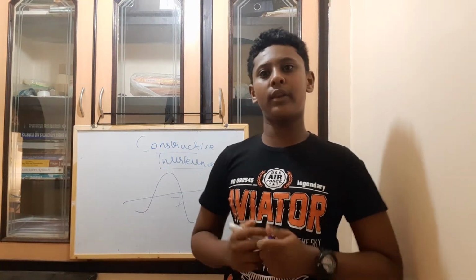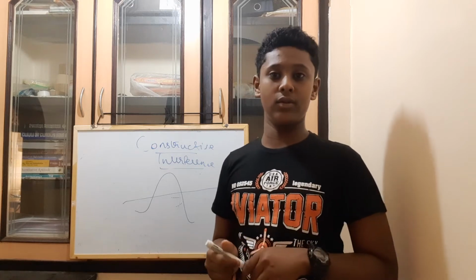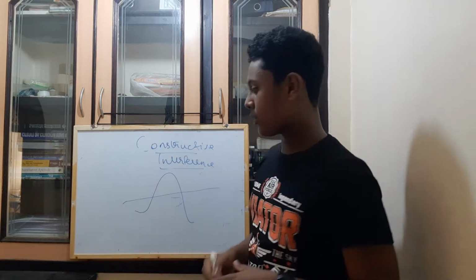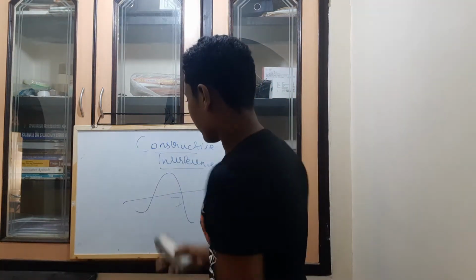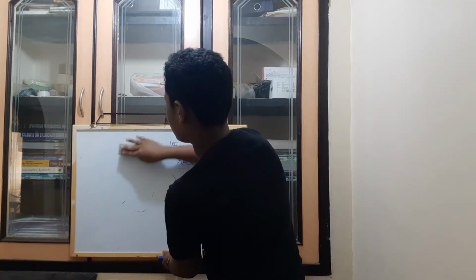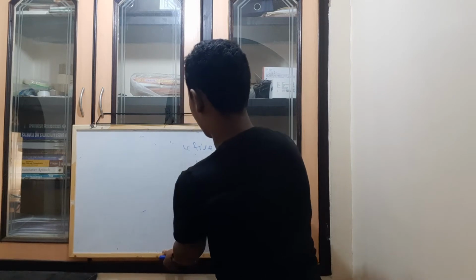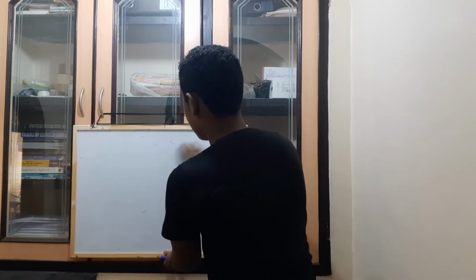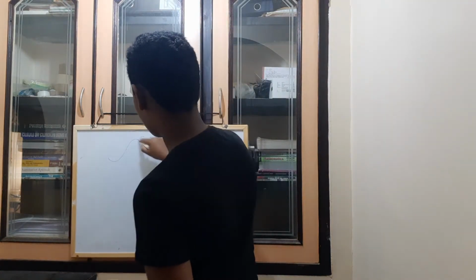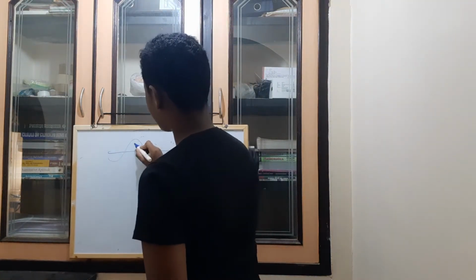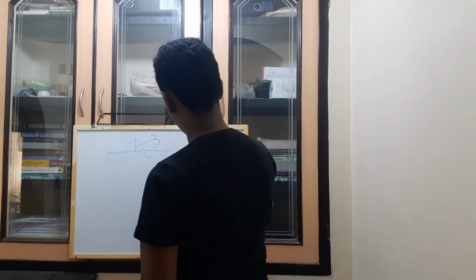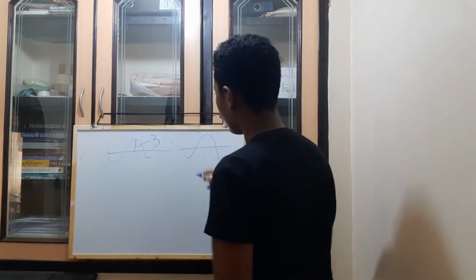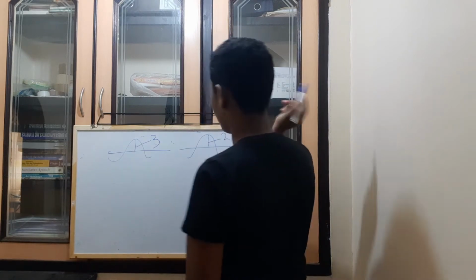Now let's try to work out constructive interference with values. Let's find out what the amplitude value of this wave is going to be. We can work it out like this. Let me erase the whole board so that we have more space. If this is wave number one, it has an amplitude of 3, and if this is wave number two, it has an amplitude of 2.